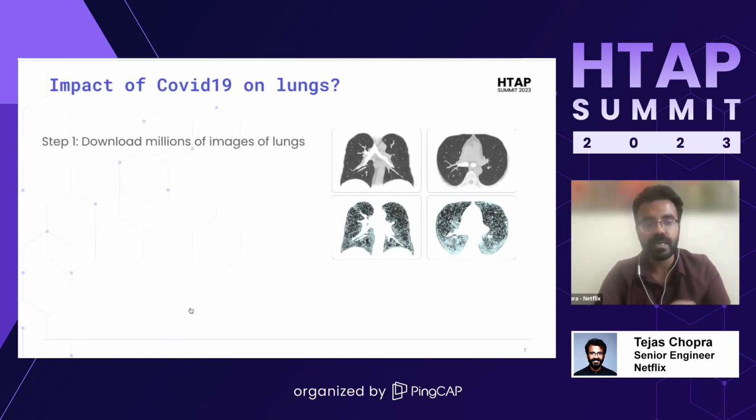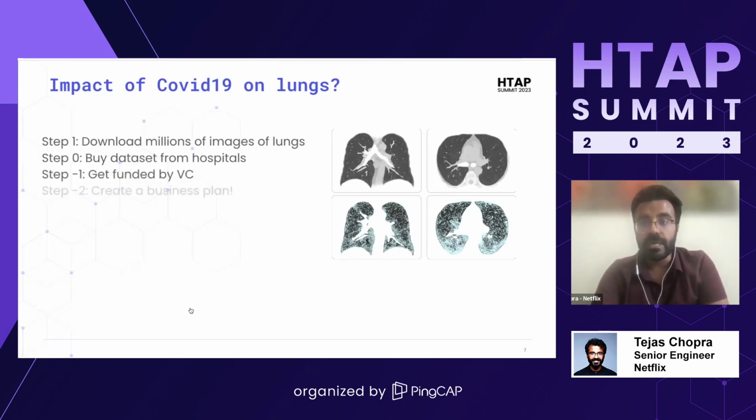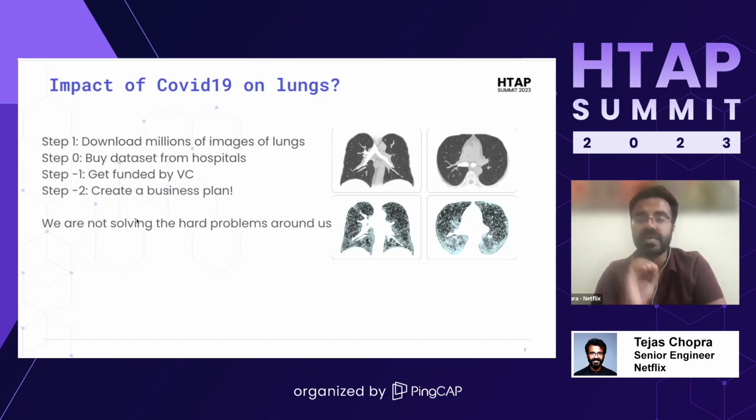The first step is to download millions of images to train your model. Where do you get these millions of images? You have to buy the data set from hospitals because that data is private. Now, to buy, you need money, and you need to get funded by a VC. You need to create a business plan. So pretty much, you can understand that any research on healthcare data or any research on diseases gets lost in just the data collection process.